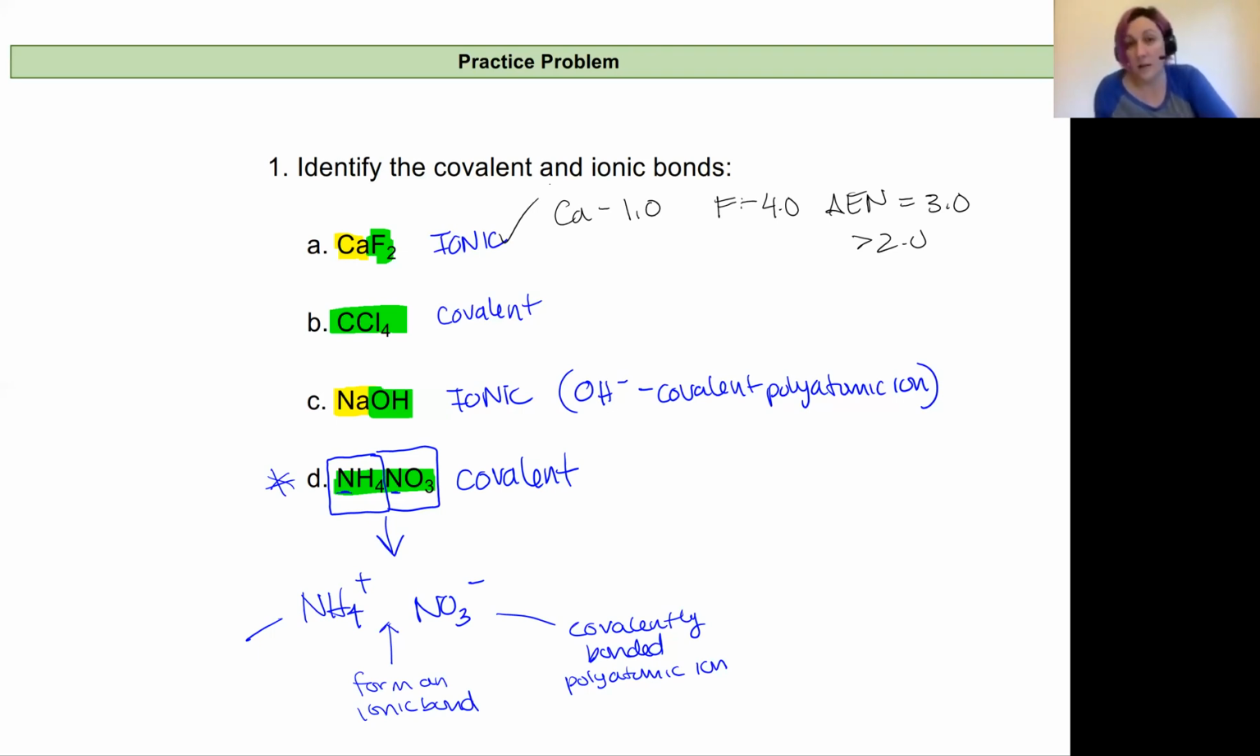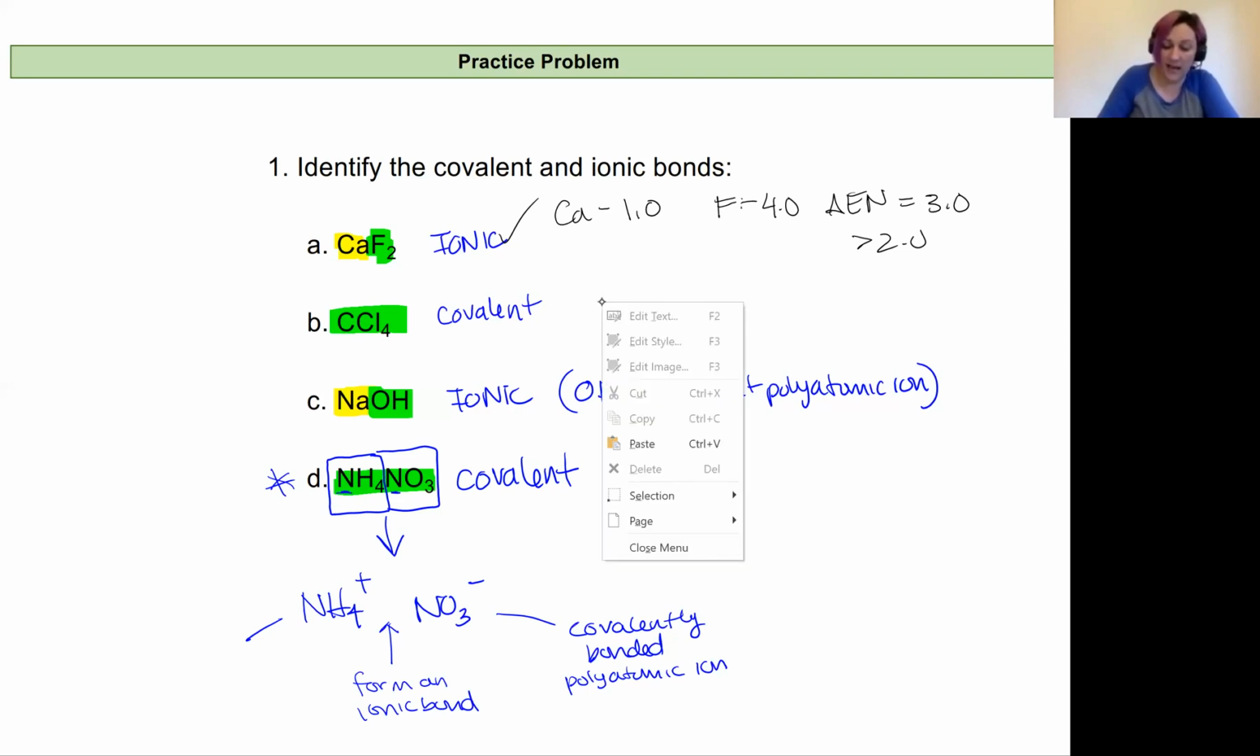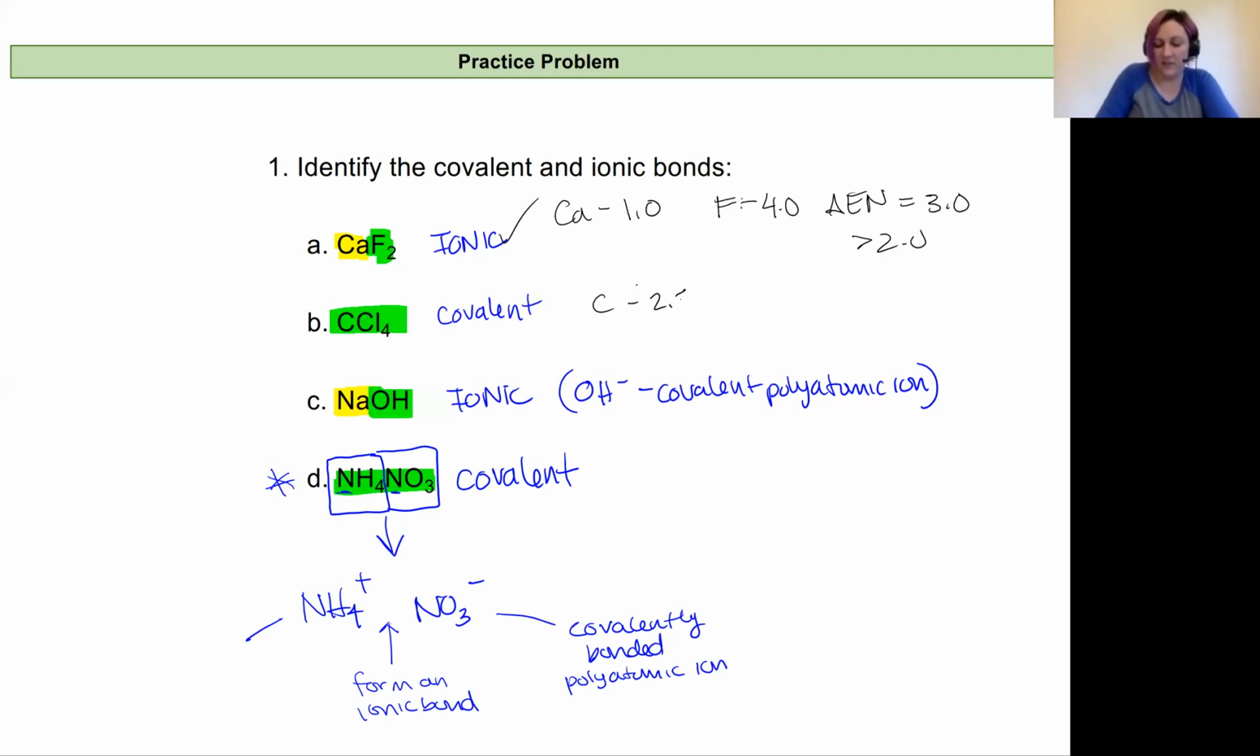All right, carbon and chlorine. So carbon has an electronegativity of 2.5. Chlorine has an electronegativity of 3.0. The difference between these two then is 0.5. And so that falls in that 0.5 to 1.9 range. So this is covalent, but I would actually call it a polar covalent bond.